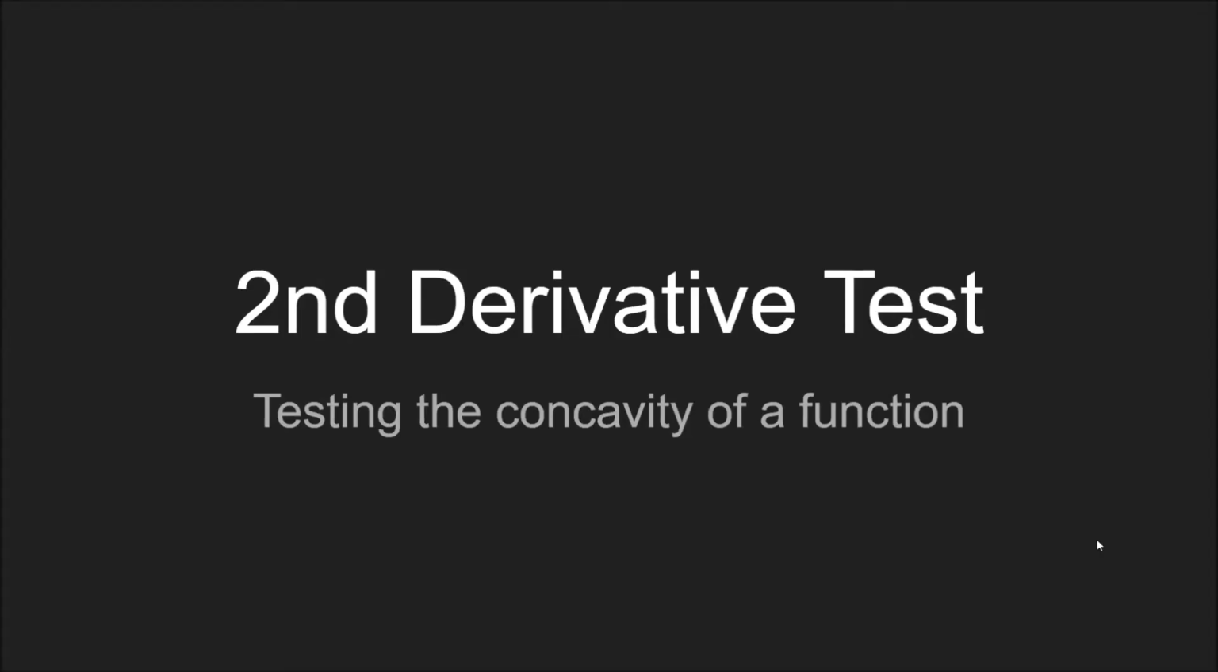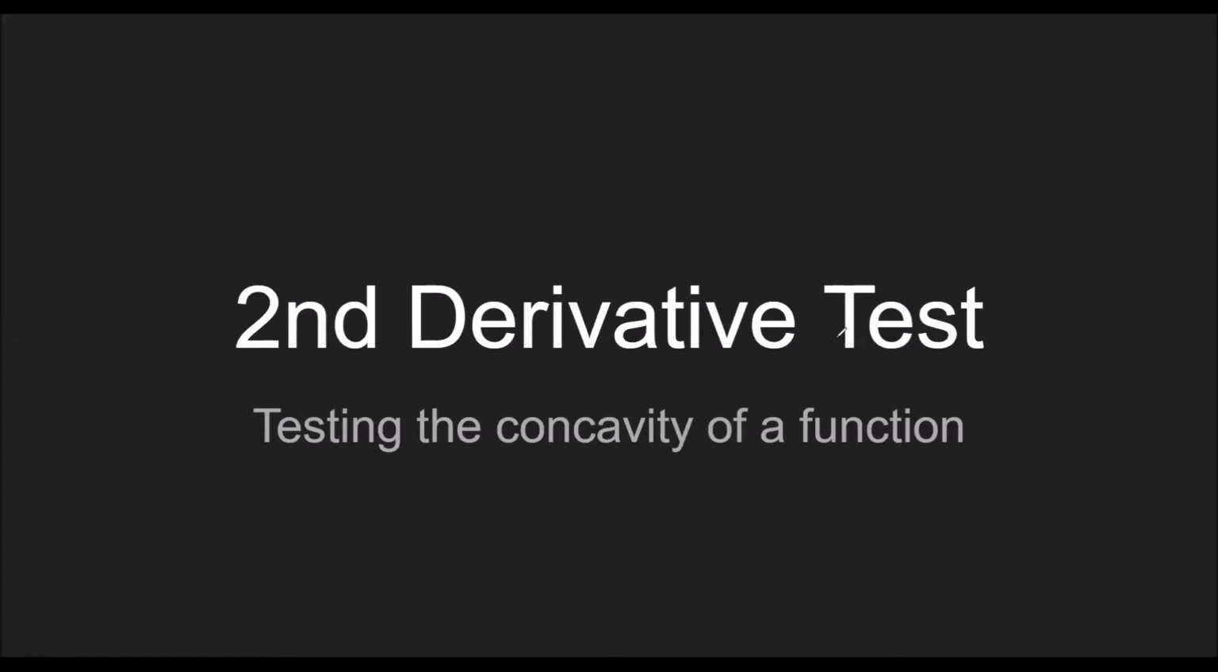Okay, today we're going to go over the second derivative test, which can be used to find the concavity of a function or the relative extremas, and also, I suppose, the absolute extremas. So first, let's go over what concavity is. It's simply the curvature of a function at a certain point.